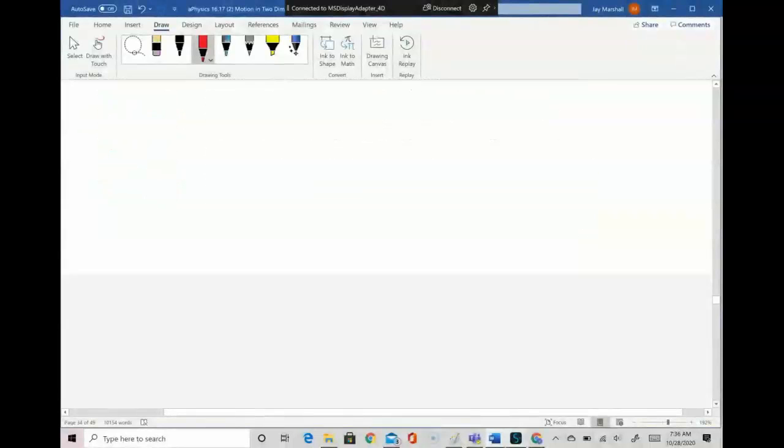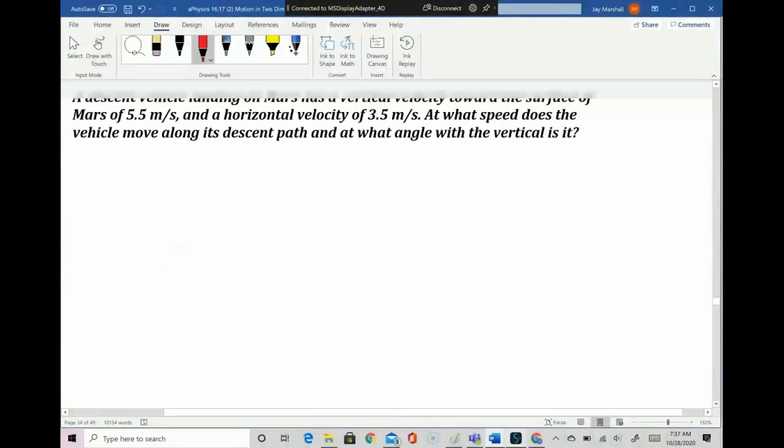So now, a descent vehicle landing on Mars has a vertical velocity towards the surface of Mars of 5.5 meters per second and a horizontal velocity of 3.5 meters per second. So it's coming down at 5.5 meters per second, but it's not coming straight down. It's coming down at an angle. At what speed does the vehicle move along its descent path, and what angle with the vertical is it?